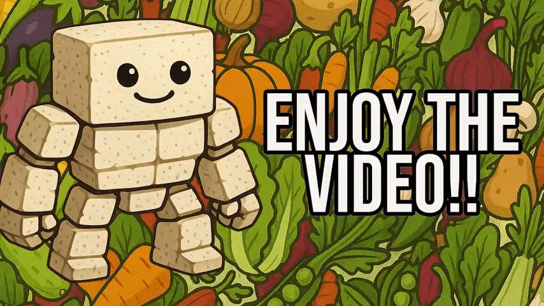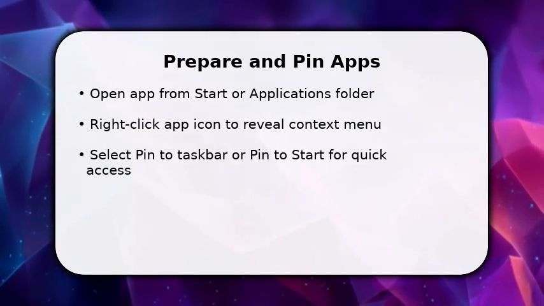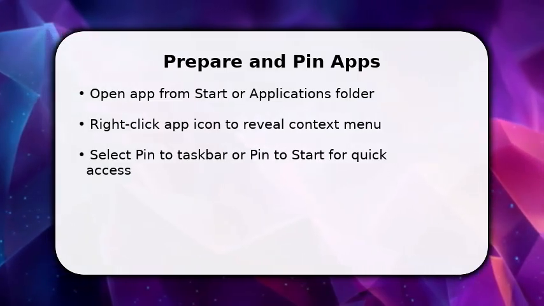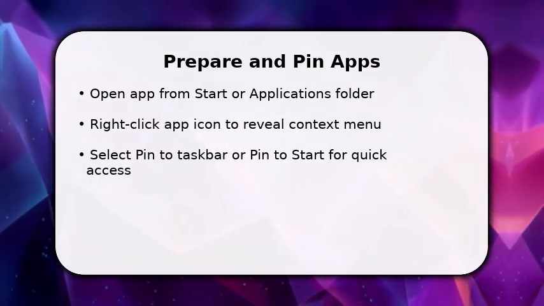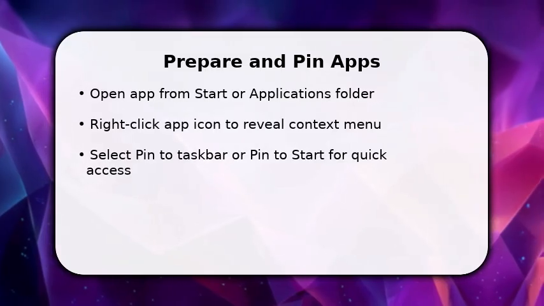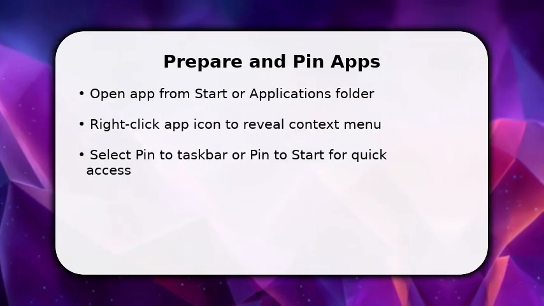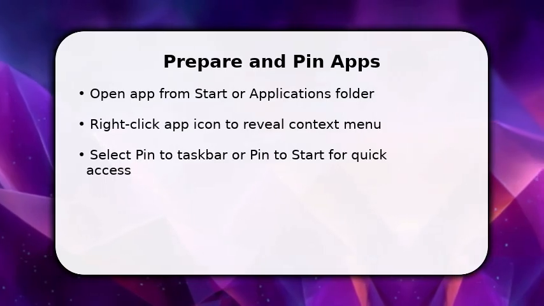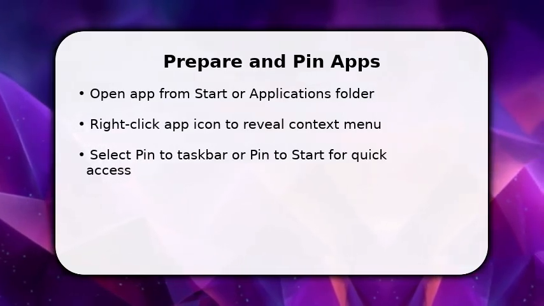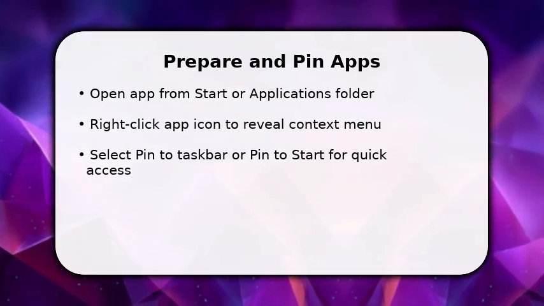Please enjoy the video. You start by opening the app you want on your laptop home area. This confirms the correct executable. Once the app is open, right-click its icon in the taskbar or in the Start menu. Choose Pin to Taskbar or Pin to Start depending on whether you want a fixed icon or a start tile. This locks the shortcut in place so it won't disappear after restart. Make sure you have admin or user permissions if the option is unavailable.